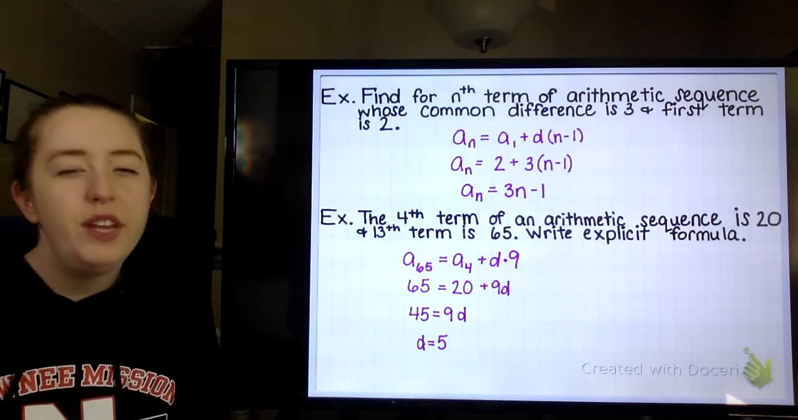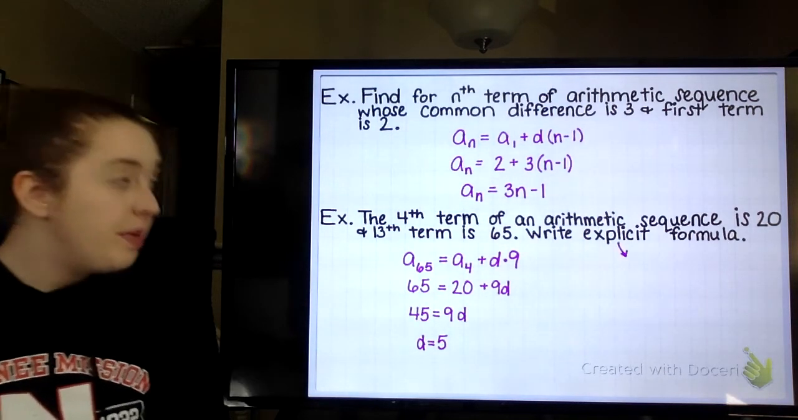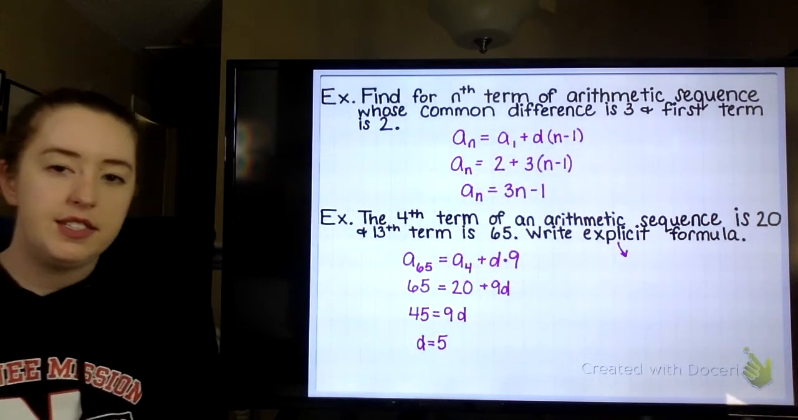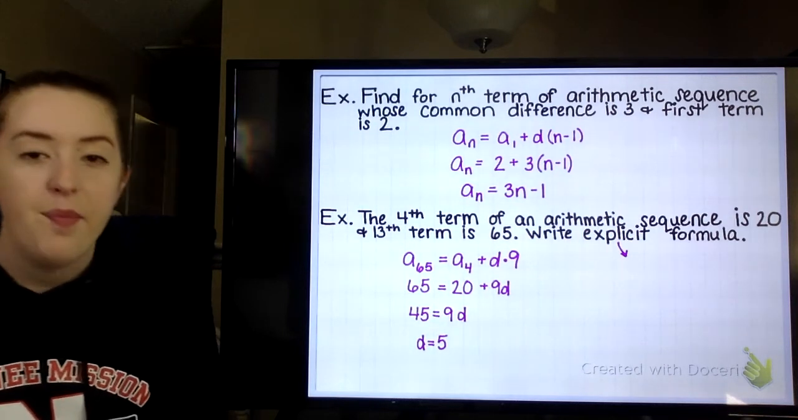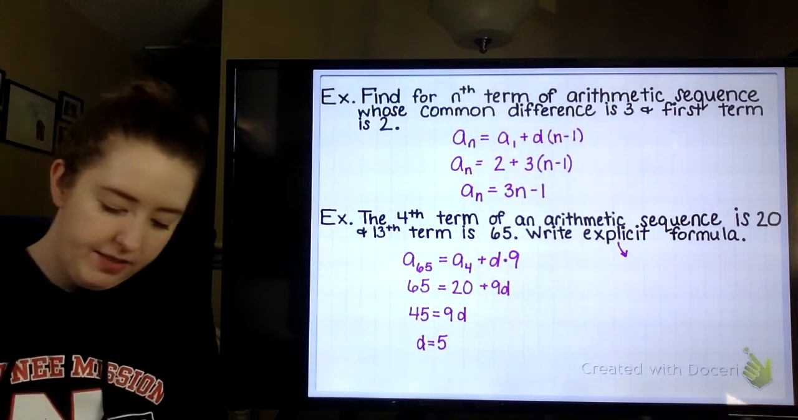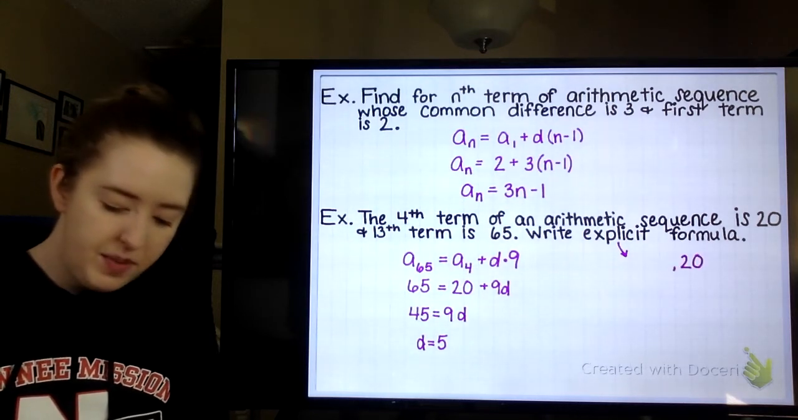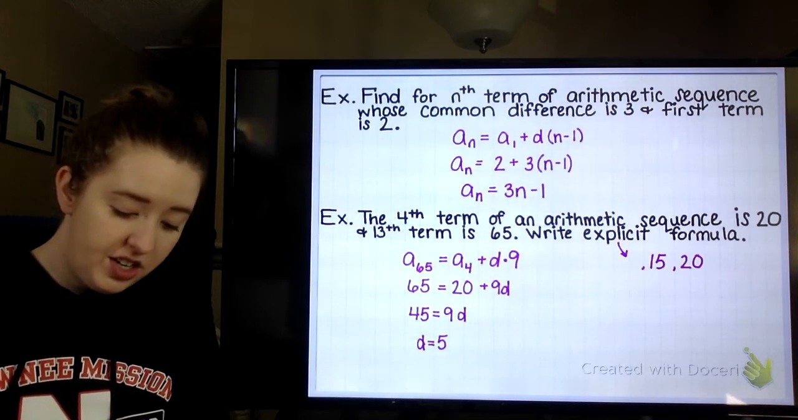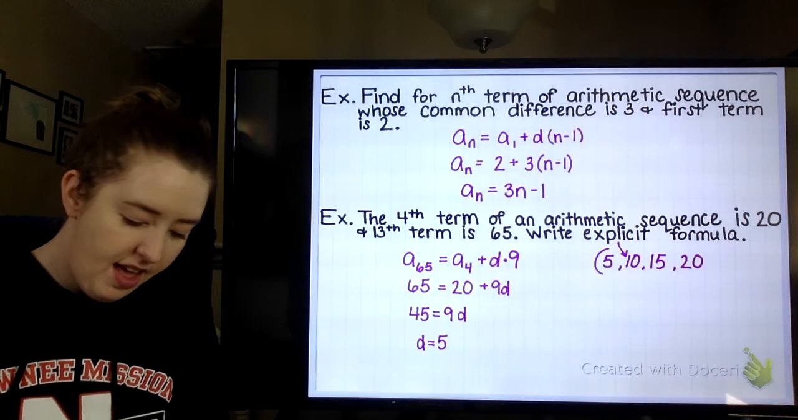So now, since we're trying to figure out the explicit formula, remember we need the first term along with my common difference. So here's one way you can go about it. My 4th term was 20, right? So that means my 3rd term had to be 15. That means my 2nd term had to be 10. That means my 1st term had to be 5.